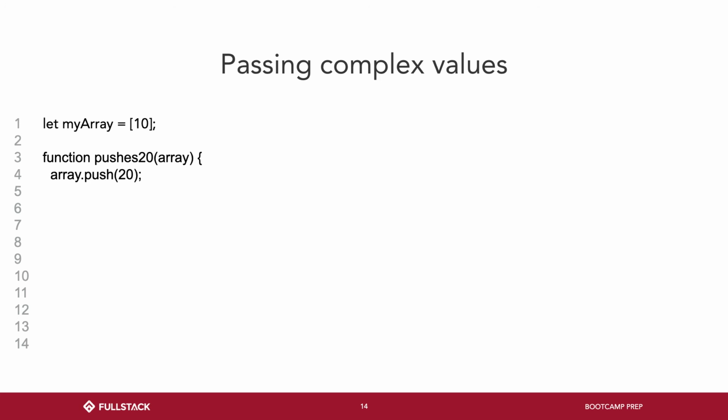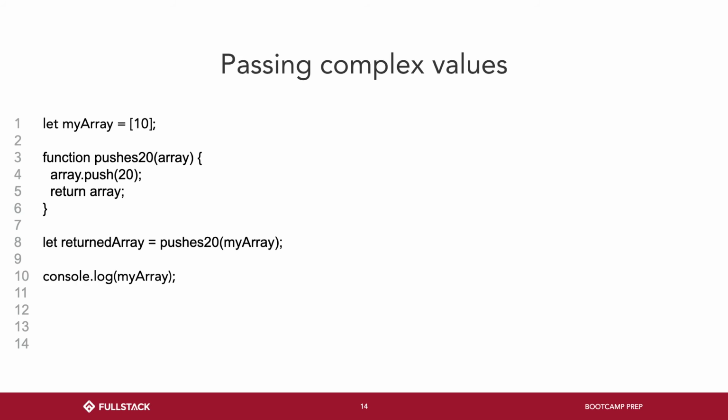What if, let's just say I had let myArray, which is an array with one thing inside of it. And then I had a function that takes an array, does array.push(20), and we return that array. Let returnedArray equal pushes20, and we pass in myArray. Who thinks that myArray will be different?